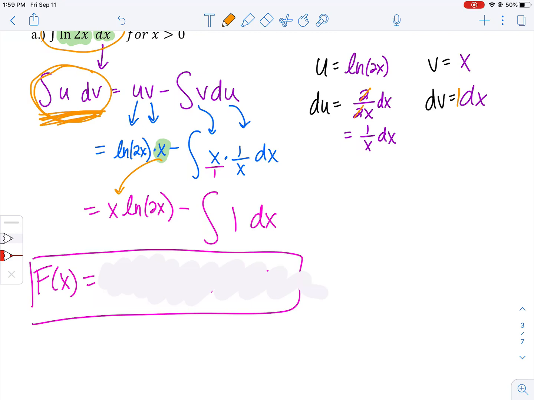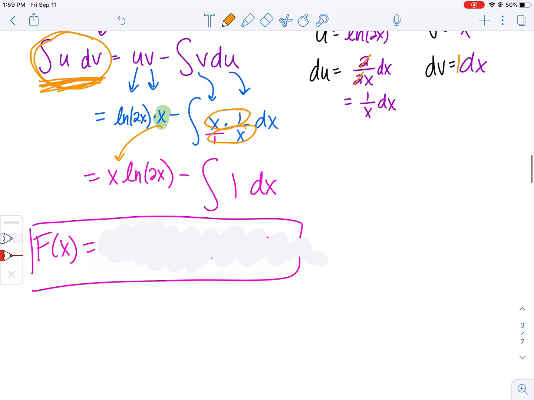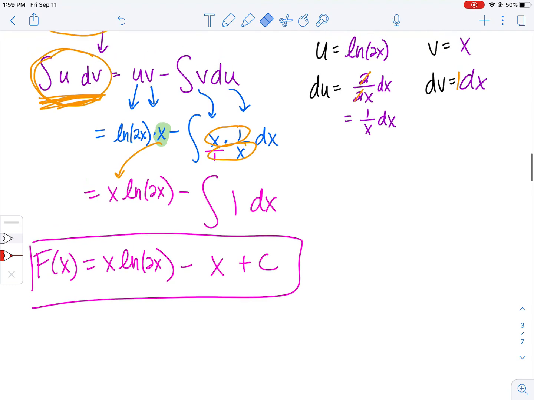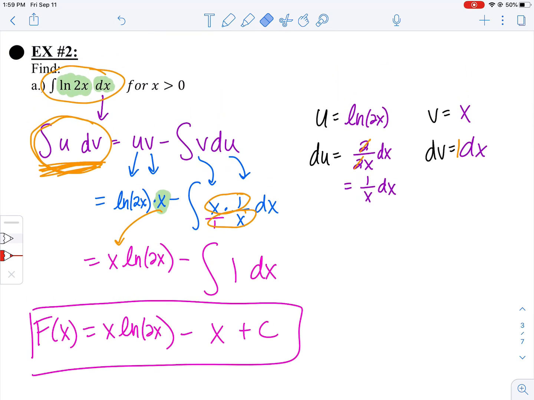Minus, you might have noticed in this integral that I have an x on the top and x on the bottom, so x divided by x is really just a 1 dx. So now I'm just really finding the antiderivative of 1 again, or the integral of 1. Well, we know that, like before, the antiderivative of 1 is just x. So I have x times the natural log of 2x minus x, and then don't forget that plus c, that constant of integration. So that was an example where we had natural logs.